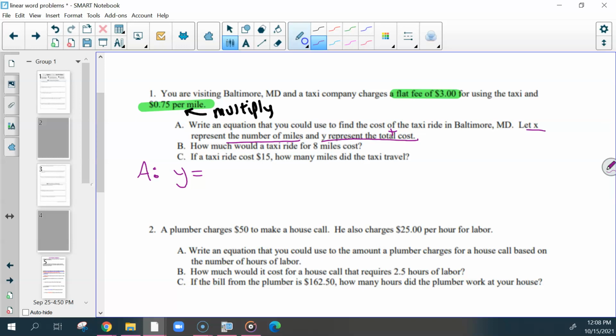Or how could I put any of this together? 0.75 per mile. What could I do with this and X? Or what could I do with 0.75 and 3? What operations are we using? I know I have them written up there, but are we going to add, subtract, multiply, divide? What do you guys think?